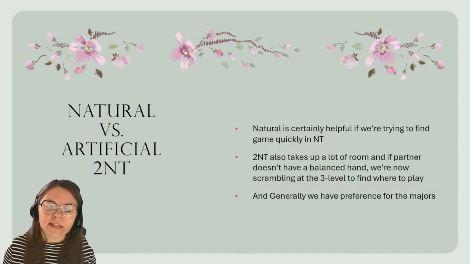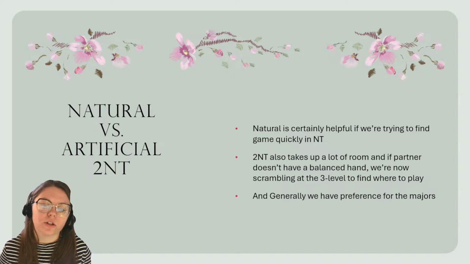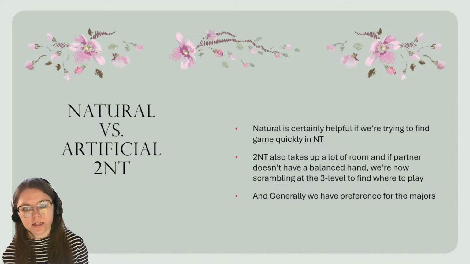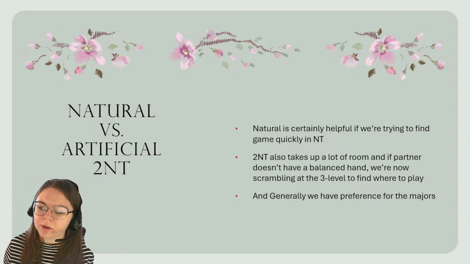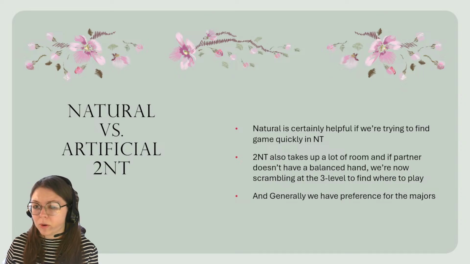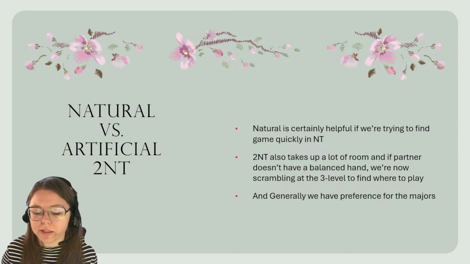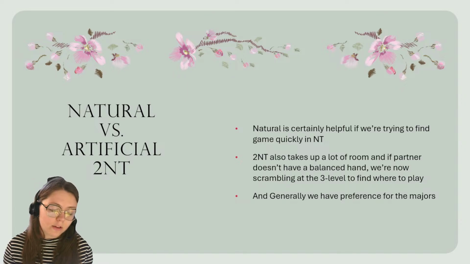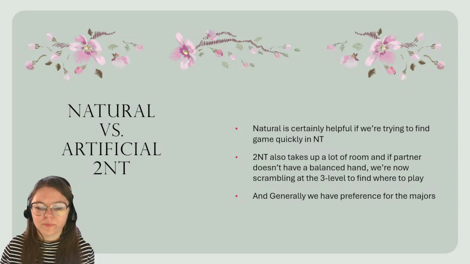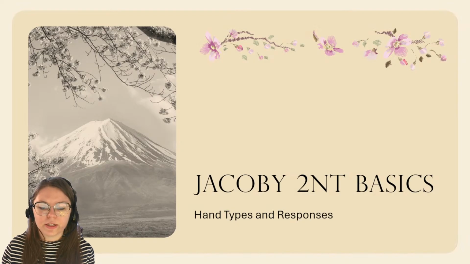And then the last thing is that generally we have preference for the majors. So giving up the natural 2 no trump bid to show something quasi-natural, but more focused on the majors, I think it's a worthwhile trade-off because we really like to play in our majors. It's easiest to get to a game or a slam when we are thin on high card points if we have a big fit. And so it's really helpful to have that option when we are trying to show our hand to our partner. So let's talk about the Jacoby 2 no trump basics.